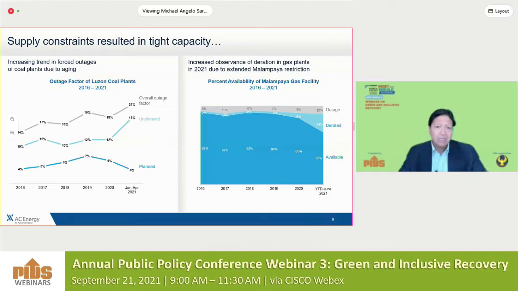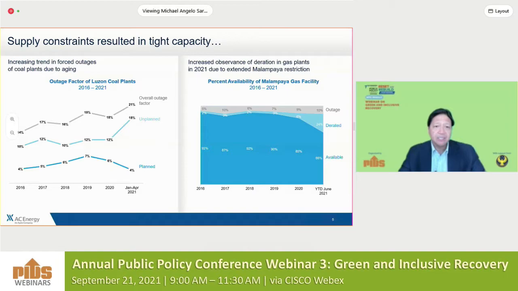Coal plants account for about half of our capacity needs. On the right-hand side, what accounts for 30% of Luzon needs is the gas plants that draw from Malampaya. And we all know that Malampaya has been restricted year-to-date, which is already potentially cognizant of the long-term decline that was widely expected starting in 2022. One could argue that the decline has already started. And this chart shows, again, the marked drop year-to-date. So that also contributed to the tightness in supply.